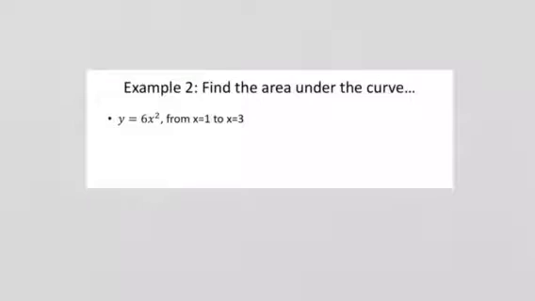Let's try another one. Find the area under the curve of y equals 6x squared from x equals 1 to x equals 3. Again, please pause the video and attempt this by yourself. And then when you unpause, you will be able to see the fully worked out answer.